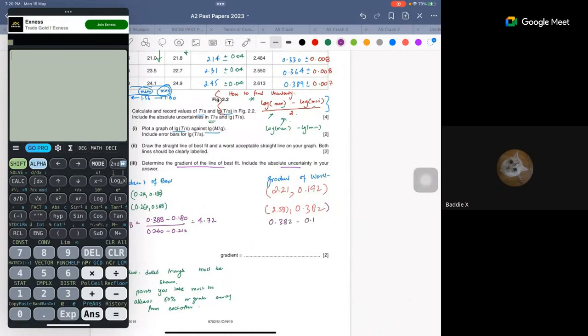So then 0.382 minus 0.192. Yes. So shouldn't the value be 0.472 instead of 4.72? I don't know, it was giving me like that. Let me check again. You calculated it. If it's coming like that, what can we do?